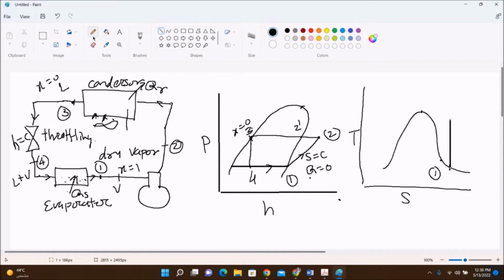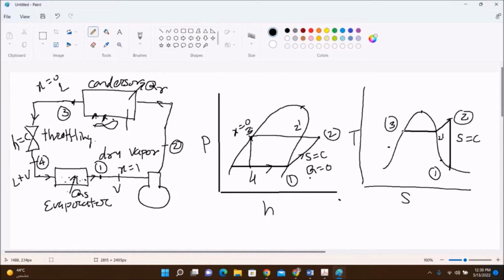So this is called isentropic expansion. Entropy is constant. Then point number 2. Then the vapor refrigerant goes to the condenser. It starts losing the heat at constant pressure up to 2 dash. Here it starts condensing. Phase transformation takes place at constant pressure and temperature.